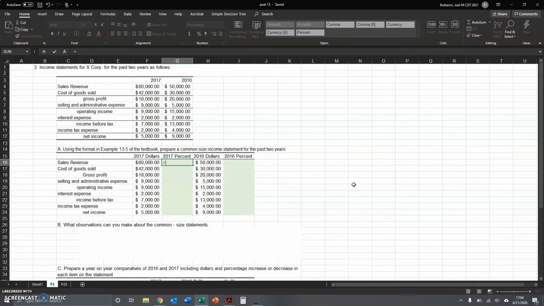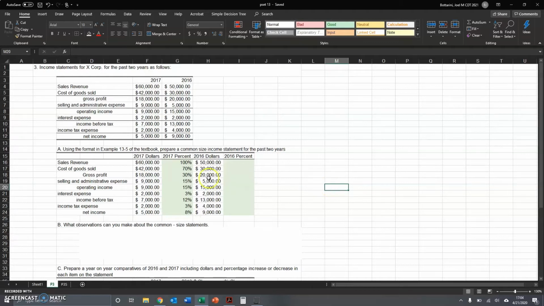So to do this, you would divide the sales revenue by itself to get 100%. And you can see I locked in the second value for this. Then I can simply drag it down and populate it for the rest of the cells in this column. And this tells us that the cost of goods sold for the year 2017, the total dollar amount, was 70% of the total sales revenue brought in by the company.